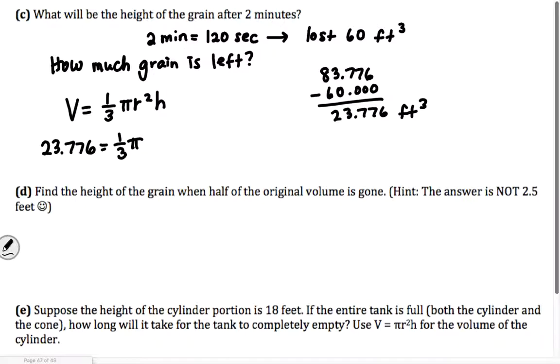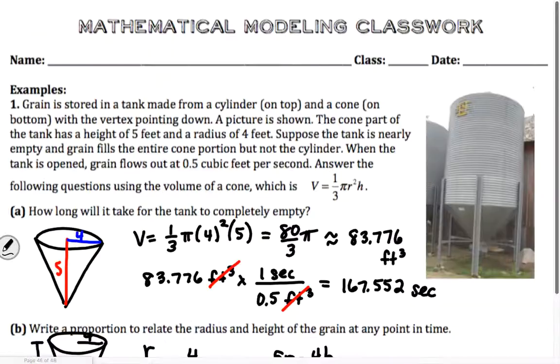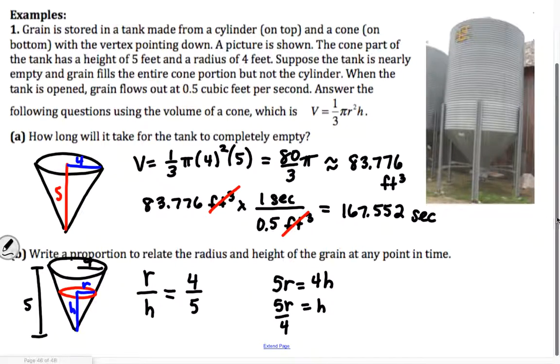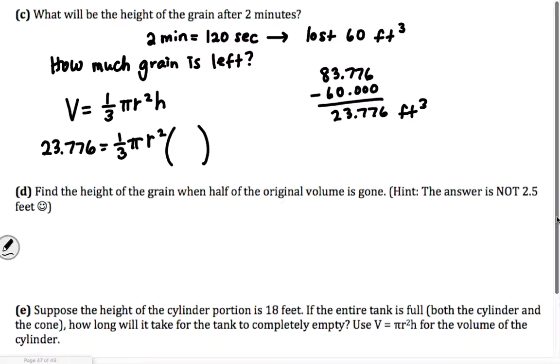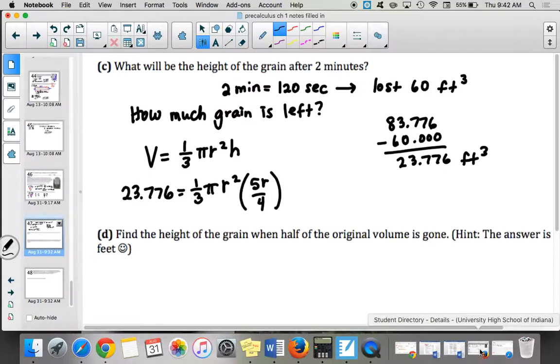So I'm going to go to this equation, and I'm going to keep my r squared, but my h is going to be replaced with what it was equal to. So it was equal to 5r over 4. And then we solve this equation out. All right, you guys can solve this equation. I know you can. I'm going to give you a second to try solving it. You can do everything in decimals. You don't have to worry about that pi and the 1/3 and so on. So solve it out.